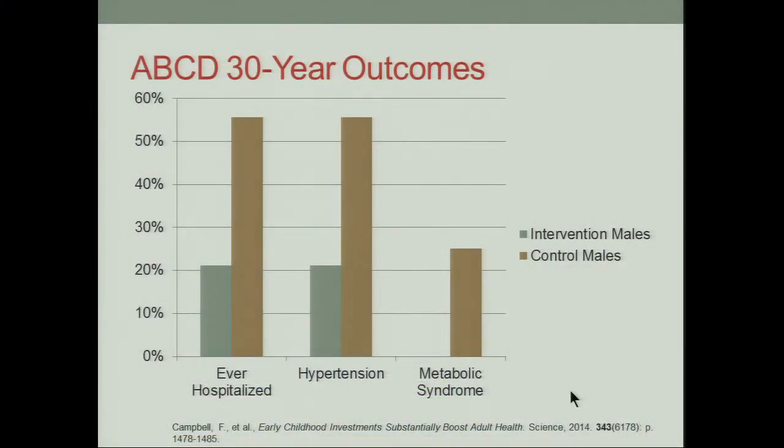There's also evidence that early investments in education might produce healthier adults. This is another really famous study, the Abecedarian study, which was a randomized controlled trial of high-quality preschool for poor children ages 0 to 5 in North Carolina in the 1970s. What they found was that 30 years later, participants who were randomized to the intervention had substantially better health outcomes, particularly among males. So experimental evidence like this suggests that better education might actually produce better health.